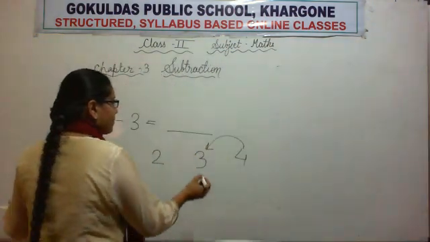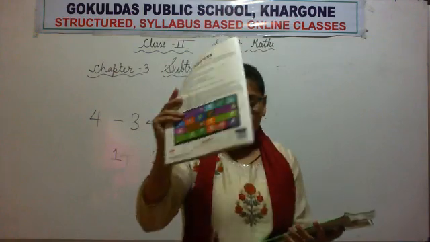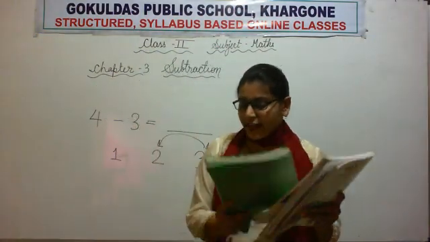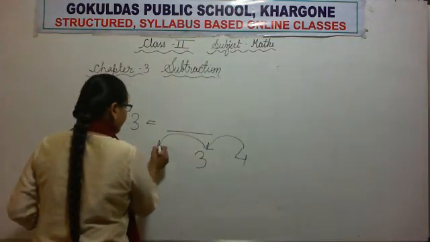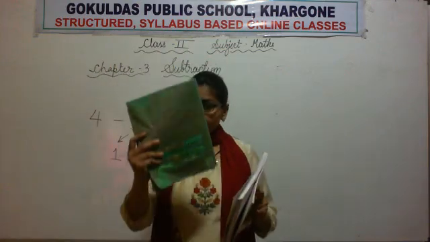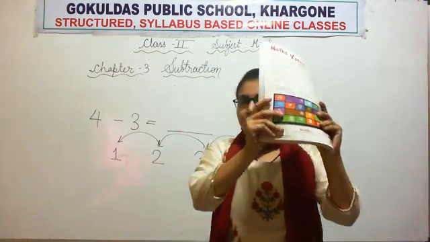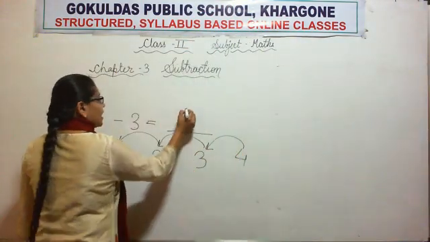Let us remove 1 more book. Now let's see how many books. 2 books are there. Here 3 is written, so we will remove 1 more book. Now how many books are left? 1 book is left. So we will write 1 as the answer.